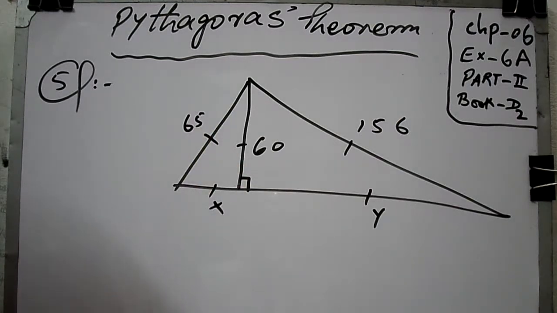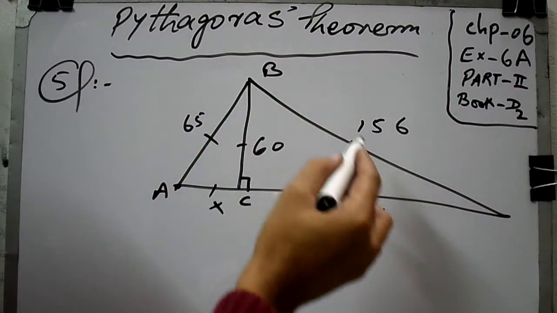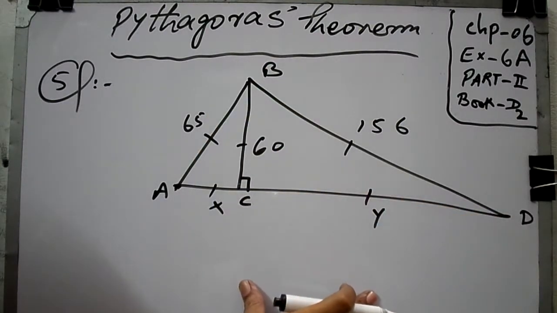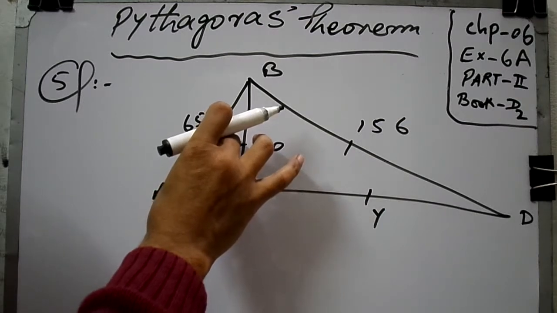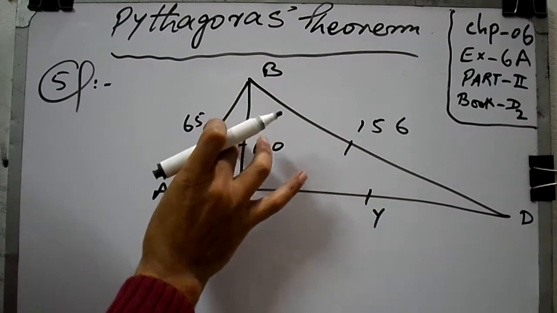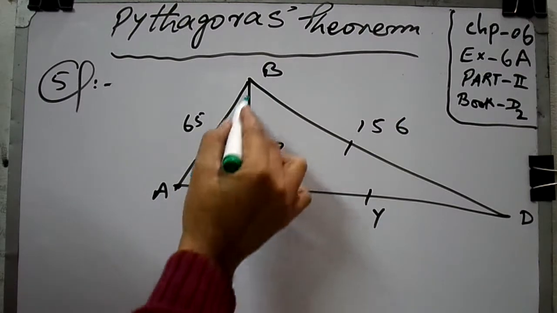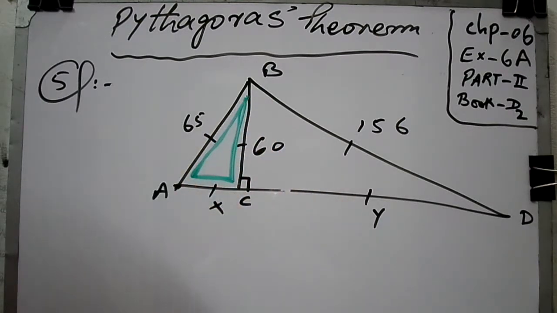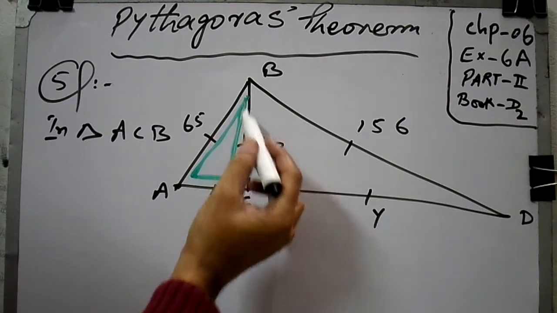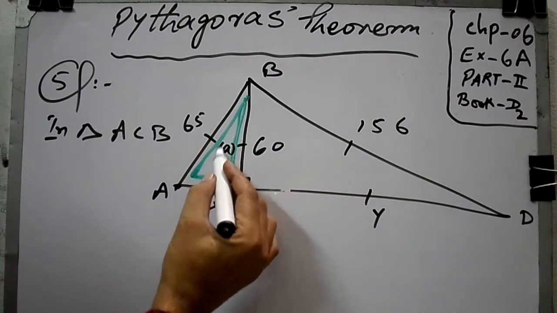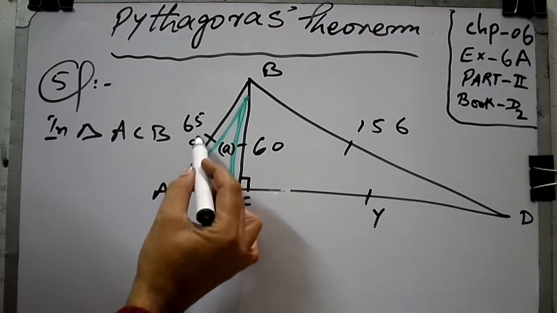Once again you should give the names: that is vertex A, that is C, that is B, and that is D. Now we have two triangles, but first you take this triangle because two sides are known to us. So in triangle ACB, that is your perpendicular, the altitude represented by A, that is B representing the base, and that one is C, the hypotenuse.